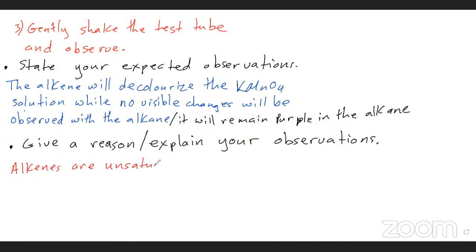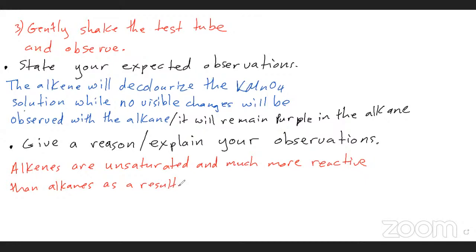So we know that alkenes are unsaturated and much more reactive than alkanes. As a result, when we say alkenes are unsaturated, why do we use the term unsaturated? Because they have a double carbon to carbon bond. Right. And are much more reactive than alkanes as a result. So because the alkenes are unsaturated, they're much more reactive.